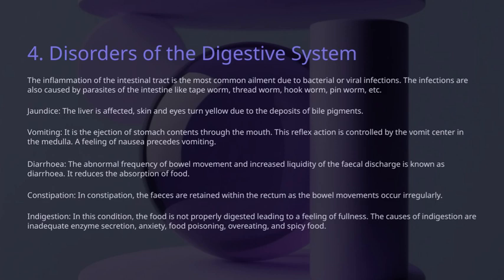Now let's talk about jaundice. This condition indicates that the liver is affected, often due to liver diseases. It causes a yellowing of the skin and eyes, which occurs because of the deposits of bile pigments. Lastly, there's inflammation of the intestinal tract, commonly caused by bacterial or viral infections. These infections can also be due to parasites like tapeworms, threadworms, hookworms, and pinworms. Such parasitic infestations can seriously disrupt normal digestive functions. Understanding these disorders helps us appreciate how vital a healthy digestive system is and how various factors can interfere with it.